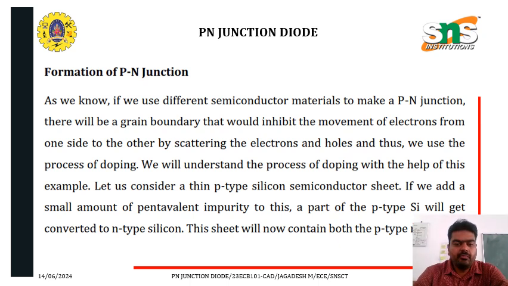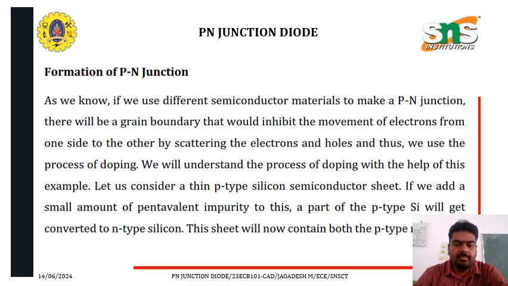As we know, if you use different semiconductor materials to make a PN junction, there will be a grain boundary that would inhibit the movement of electrons from one side to another by scattering the electrons and holes, and thus we use the process of doping. We will understand the process of doping with the help of this example.